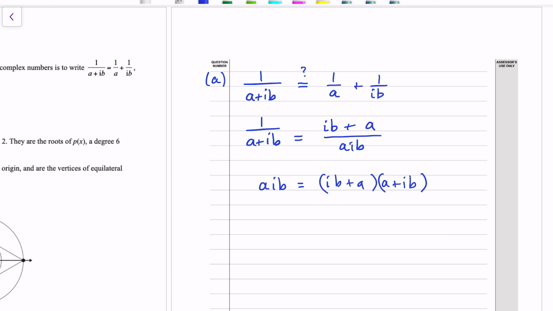So the left hand side is a purely imaginary complex number. Okay, it's AB times I. It doesn't have a real part. And the right hand side is a complex number that when we expand this, we get a real part. We get the A squared and we get a minus B squared out of that. And then we've got an imaginary part which is two lots of AIB.